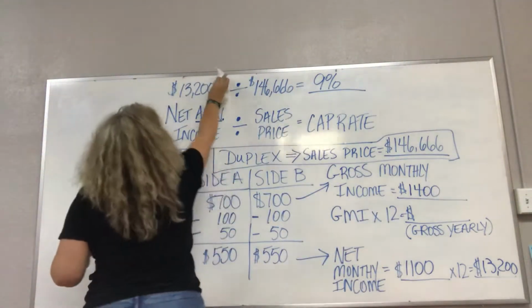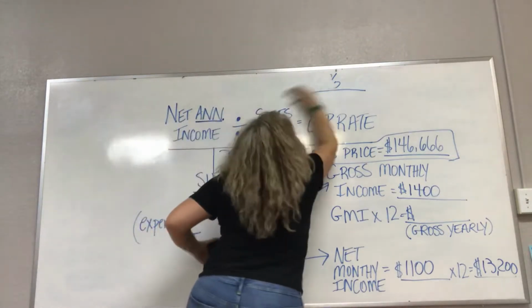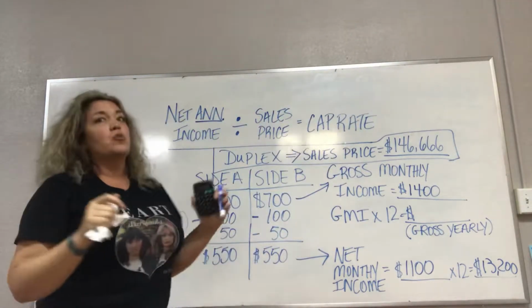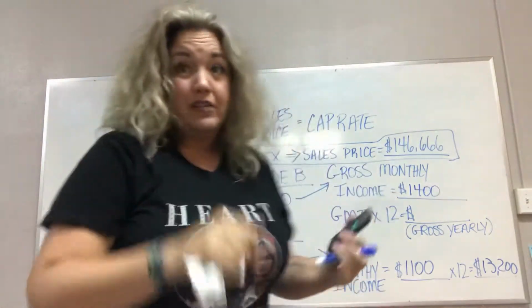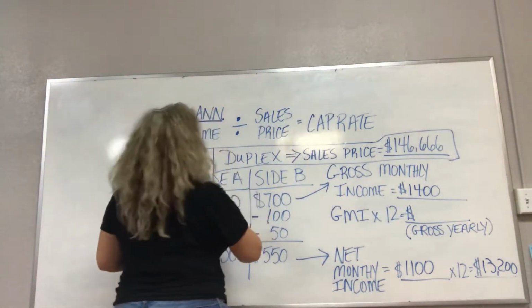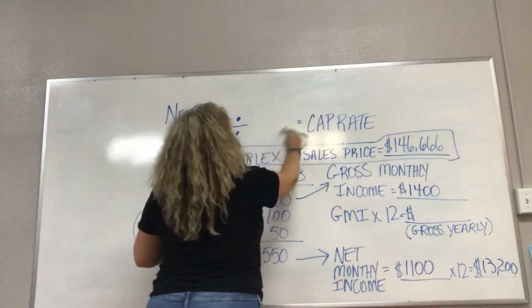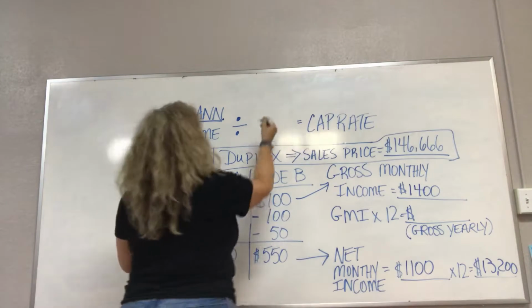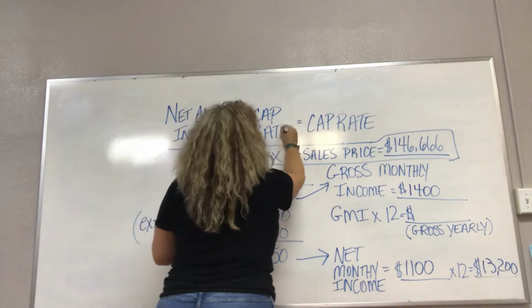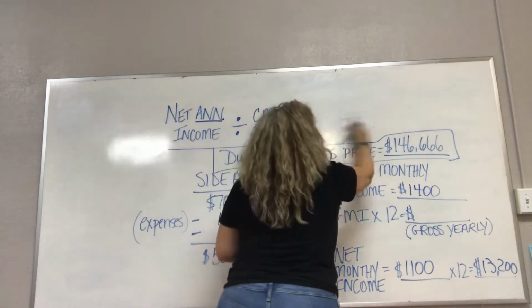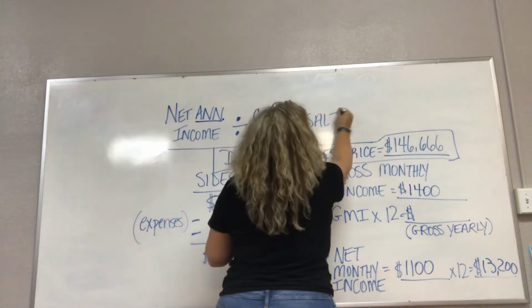Here's the great news. It works exactly the same backwards. Let's think about this. Your formula, let's say you want to find your sales price. They give you the cap rate this time, but you want to find sales price. Here's your formula. It's net annual income divided by your cap rate now. And that is going to get you your sales price.